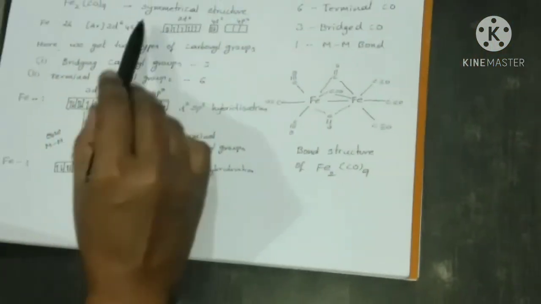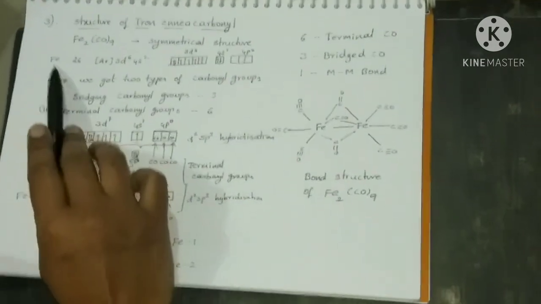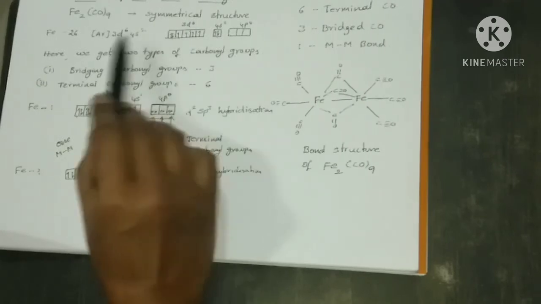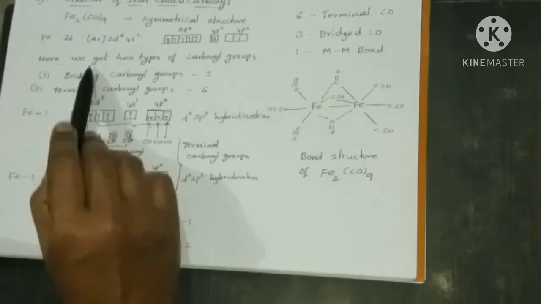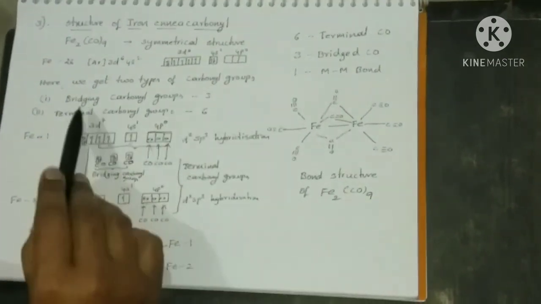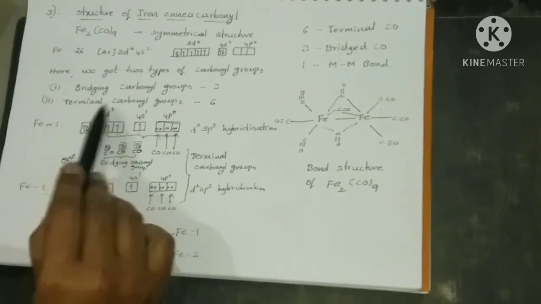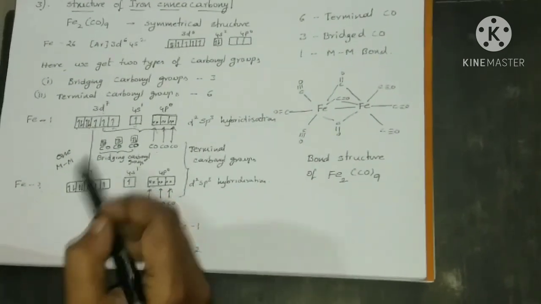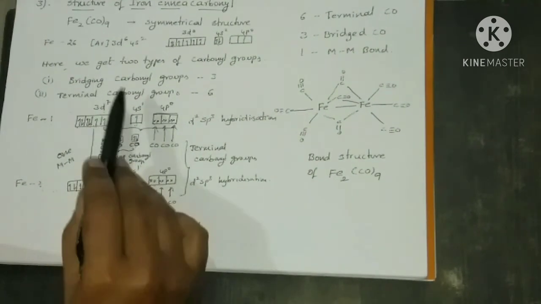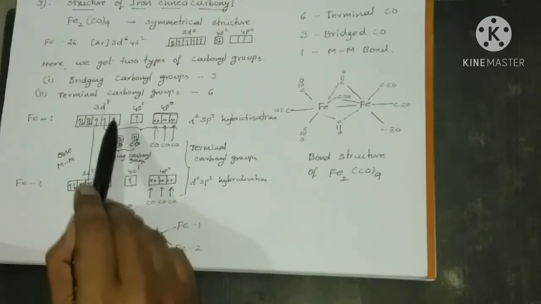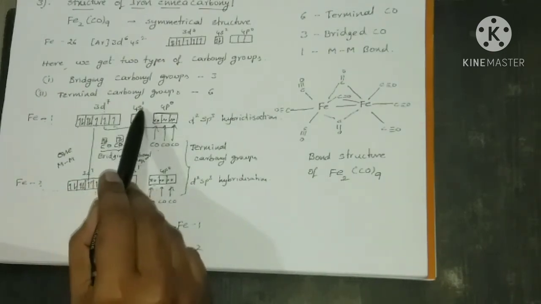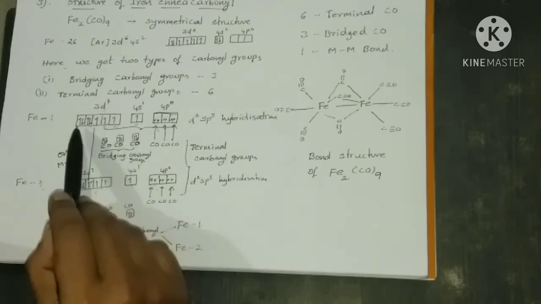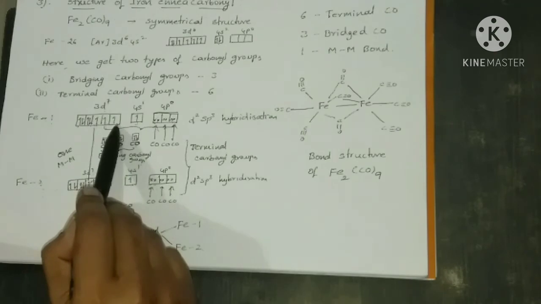Once again we'll go through the structure. It shows symmetrical structure, and iron atomic number is 26. So this is a configuration of iron atom in the ground state, and in this structure we have 2 types of carbonyl groups. One is bridged carbonyl group and the other is terminal carbonyl group. Okay, so here Fe1 and Fe2 are metal atoms, and in the presence of ligands, rearrangement of electrons takes place. So 1 electron from s orbital goes to 3d orbital. So the 3d will have 7 electrons with 2 paired electrons and 3 unpaired electrons.